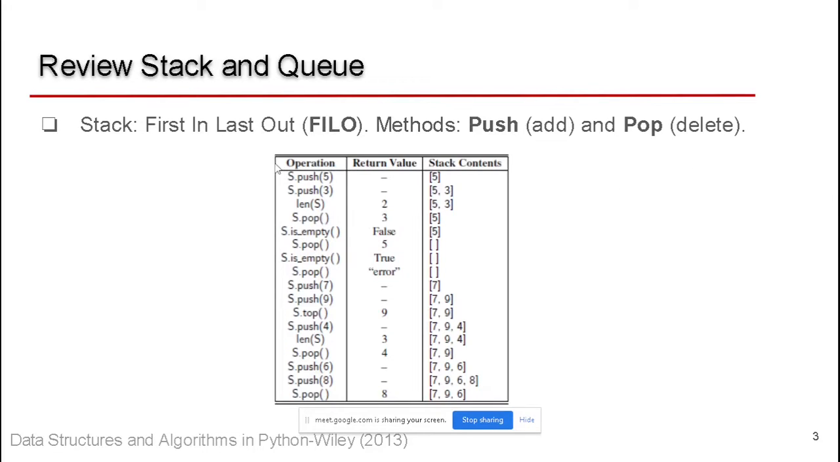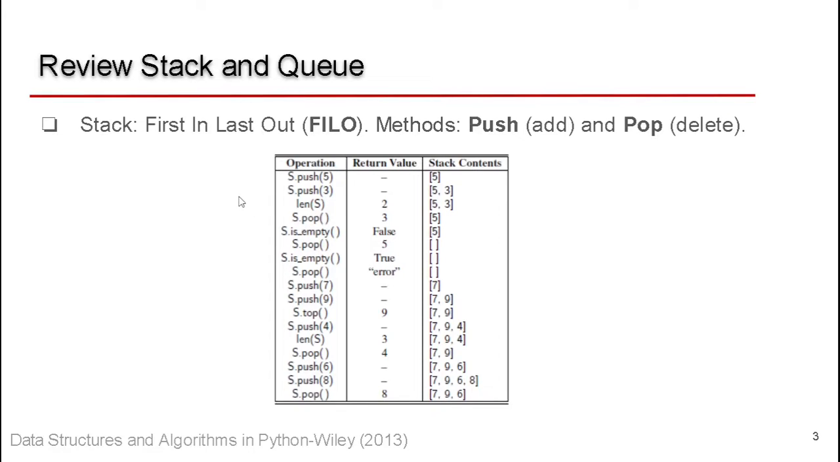As you can see here from this table, we create a stack with an initial empty state, and we push 5 to it. So the stack content is 5, then we push 3, so it's 5, then 3, because the first one will be at the bottom, like an array. So 5 and 3. Then we check the length of S, the stack, it's 2.